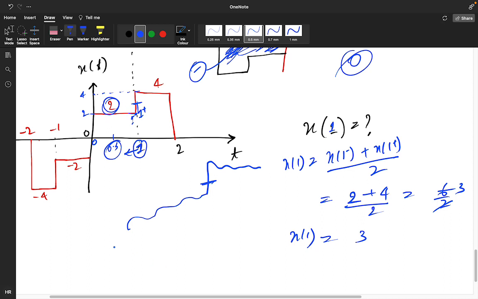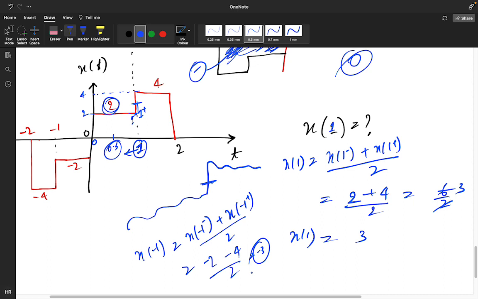And what if anyone asks you x of minus 1, what will be the answer? X of minus 1? Prasanna, what will be the answer at x of minus 1? Minus 3. How so? You take the average of x of minus 1 minus plus x of minus 1 plus, divided by 2. So minus 2 minus 4, divided by 2, minus 6 by 2. So you will get minus 3. Understood?